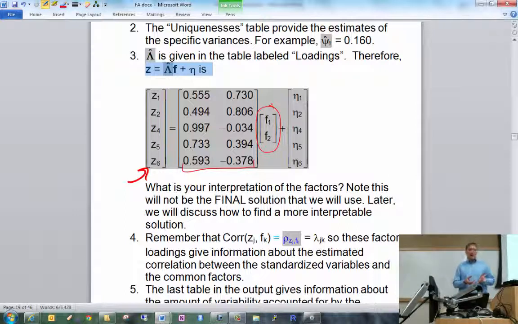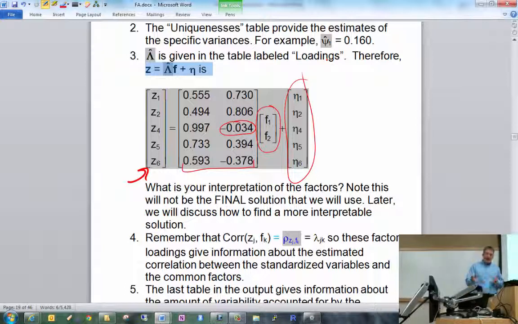So if I have a lambda hat that is, let's say, close to 0, then that says that that corresponding factor then isn't playing a big role in determining what z is. So when I interpret that common factor, then I wouldn't include that particular z in the interpretation. So then we add that to then our specific factors, the etas, which basically account for all the other information that's not necessarily accounted for by these common factors.